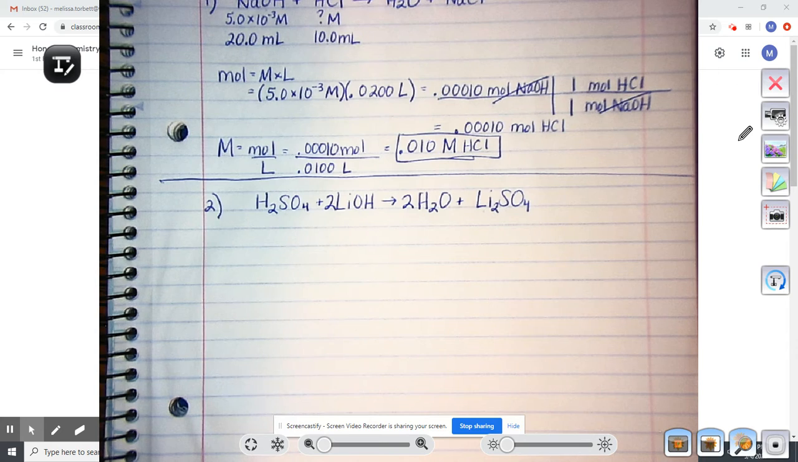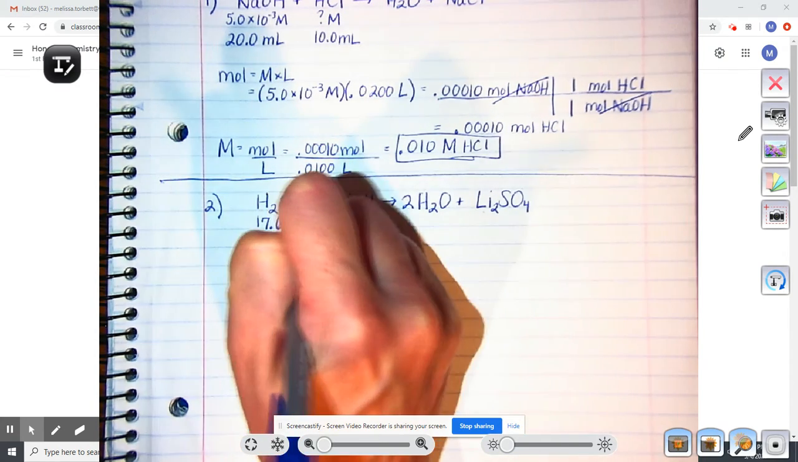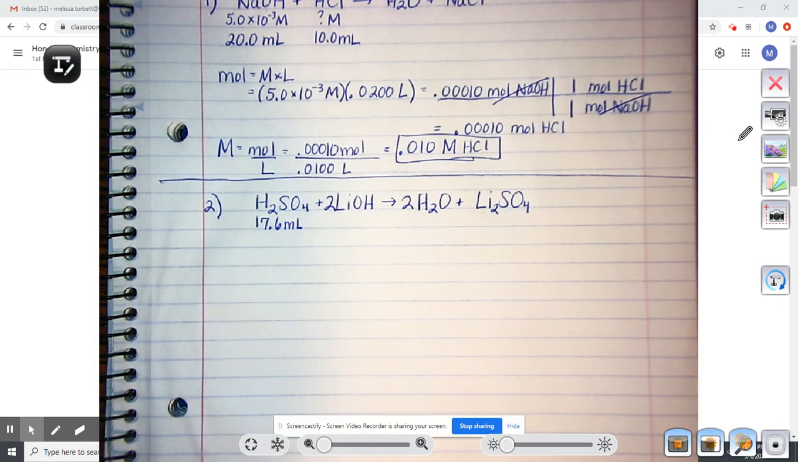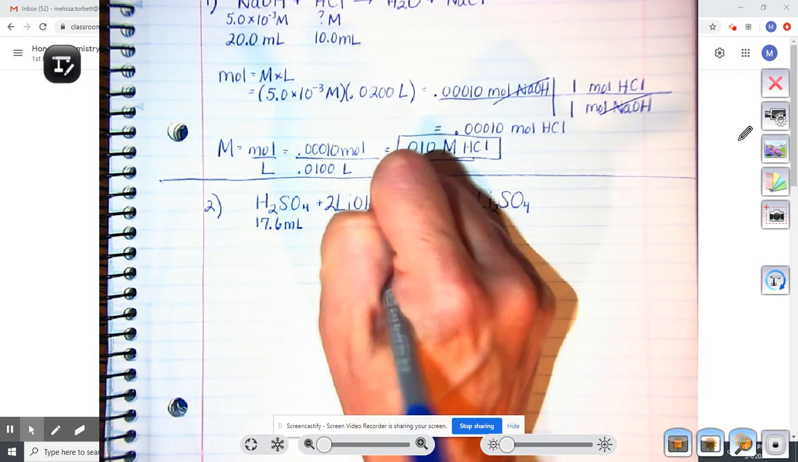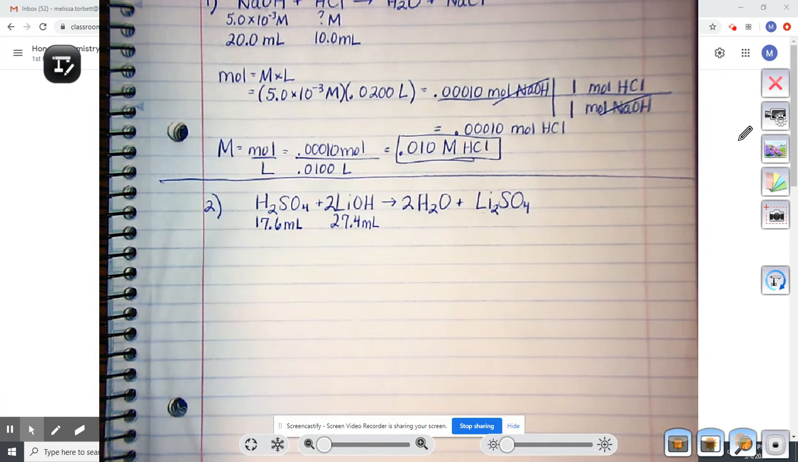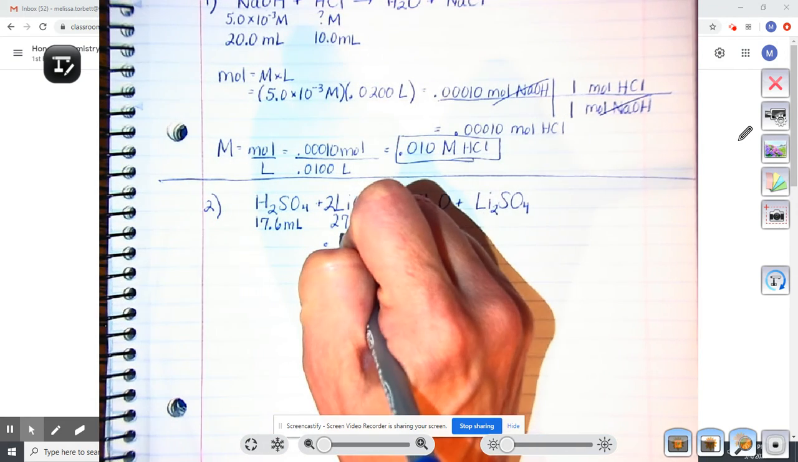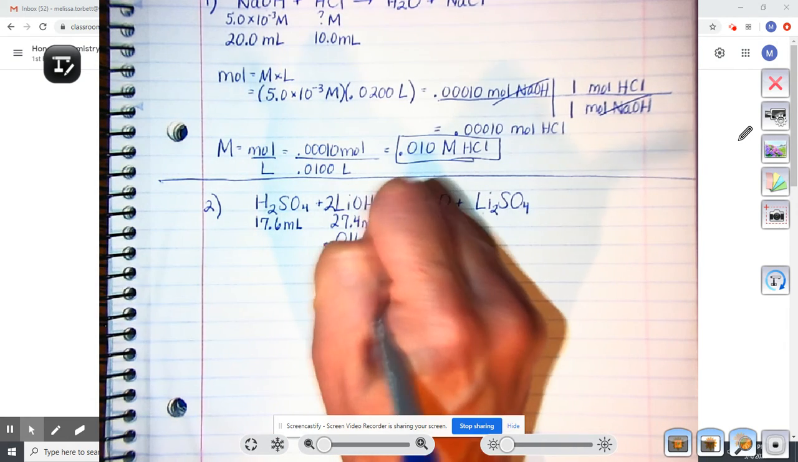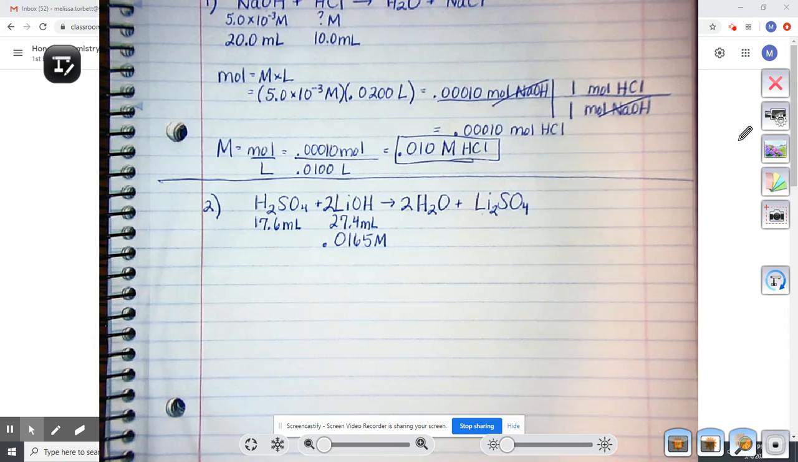The problem says by titration, 17.6 milliliters of sulfuric acid neutralized 27.4 milliliters of lithium hydroxide. And then it goes on to tell us what the concentration of the lithium hydroxide was. It tells us that the concentration of lithium hydroxide is 0.0165 M.